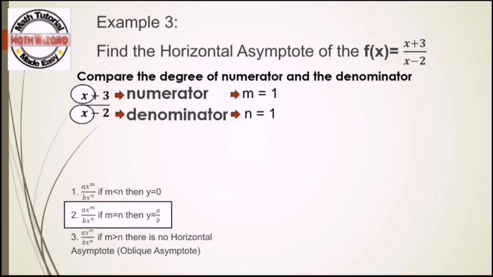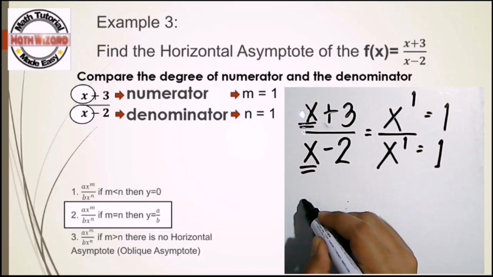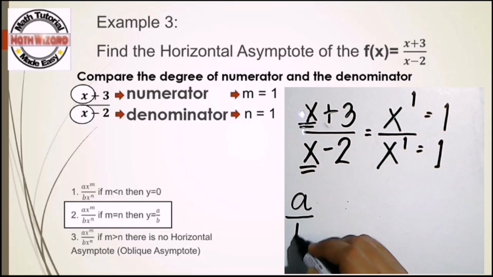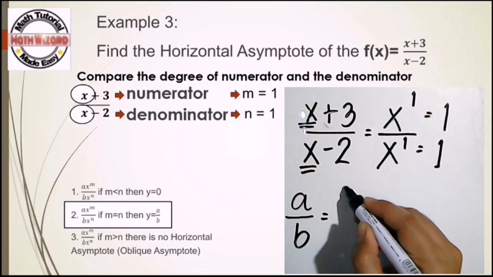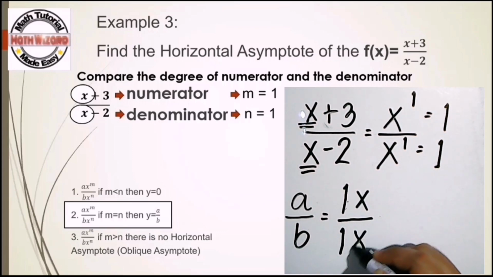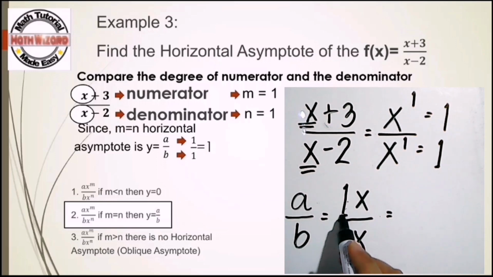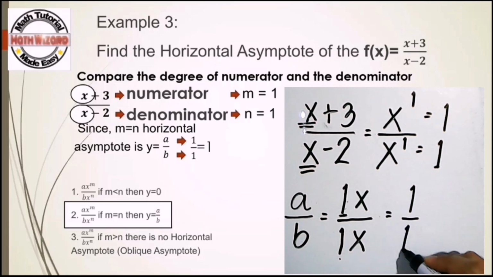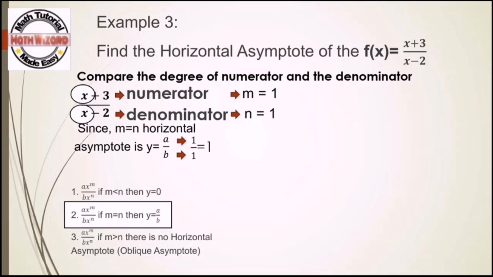So just like I told you, a is the numerical coefficient of the numerator, and b is the numerical coefficient of the denominator. So let us try to solve. Our a is equal to 1. Don't forget, it's not the degree. It is the numerical coefficient of the highest degree of the numerator. And then b naman is the numerical coefficient of the highest degree of the denominator.